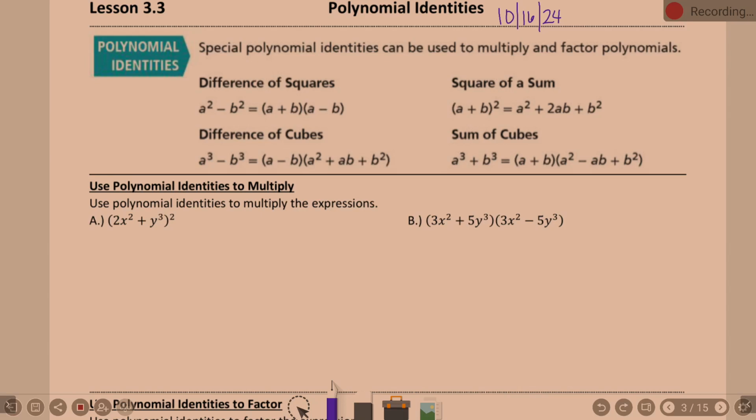Square of a sum. This is one that I think is more of a shortcut than a necessity. Some people like the shortcut. Some people would just rather FOIL it out normally or factor it normally. Okay, so we'll talk about that one.